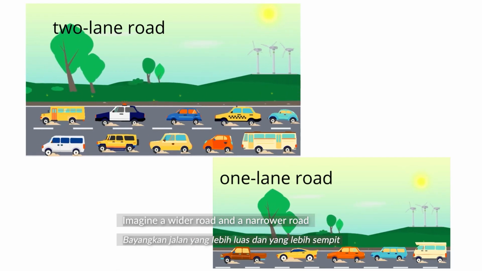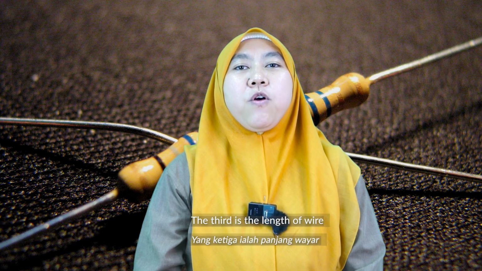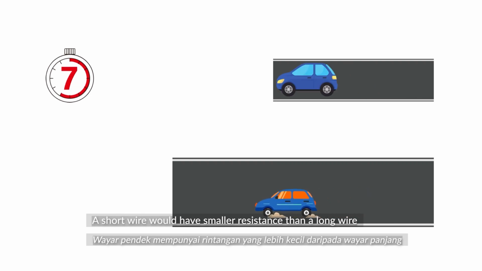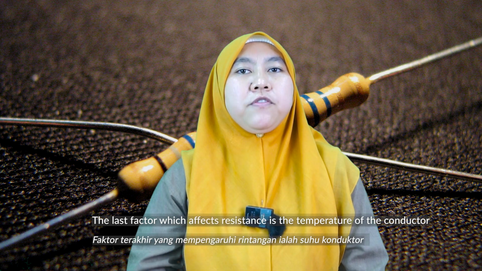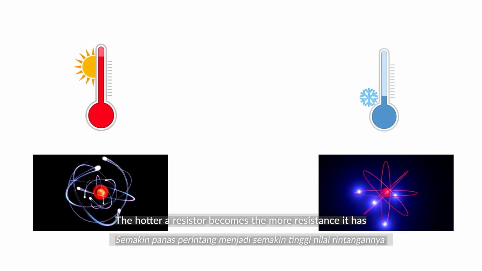Imagine a wider rod and a narrower rod. The third is the length of wire. A short wire will have smaller resistance than a long wire. The last factor which affects resistance is the temperature of the conductor. The hotter the resistor becomes, the more resistance it has.